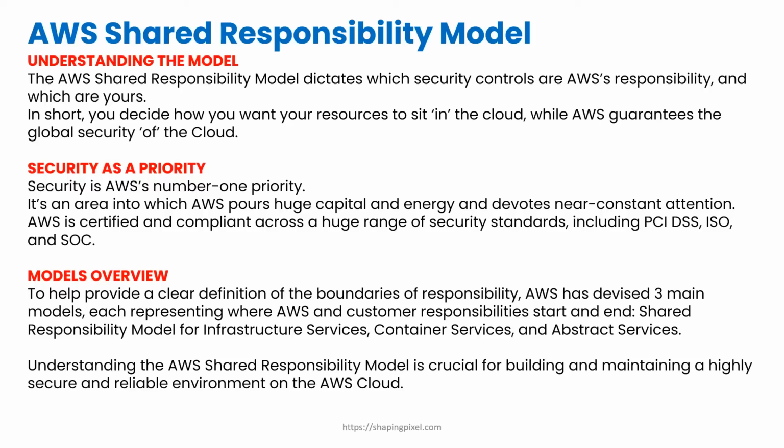To help provide a clear definition of the boundaries of responsibility, AWS has defined three main models, each representing where AWS and customer responsibilities start and end: the shared responsibility model for infrastructure services, container services, and abstract services. Understanding the AWS shared responsibility model is crucial for building and maintaining a highly secure and reliable environment on the AWS cloud.